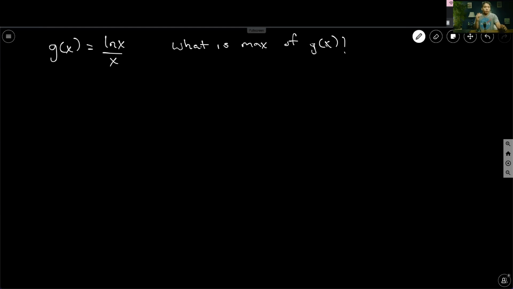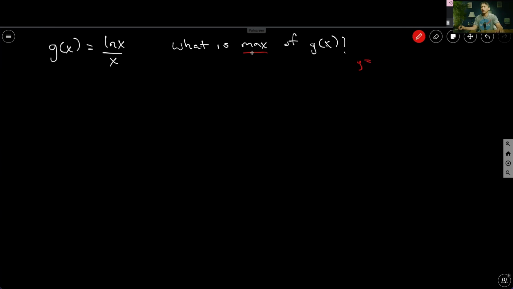So for this question, we're given g of x is equal to ln x over x, and they want to know what the max of g of x is. So solving this, we first have to recognize how we get the max of the function, and then what value it is. In this case, when we want the max of something, we actually want the y value. So we're going to solve for some y value of it.